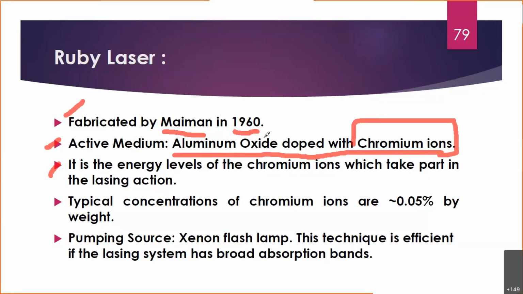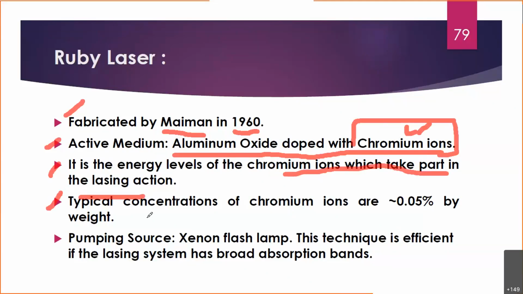Whenever we have talked several times about 3, 4 energy levels, energy levels of what? Energy levels of a material. Which material? In this case, Ruby laser, we have to consider the energy levels of chromium ions, which are taking part in this process.